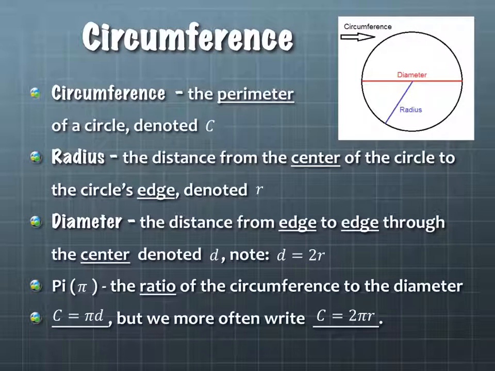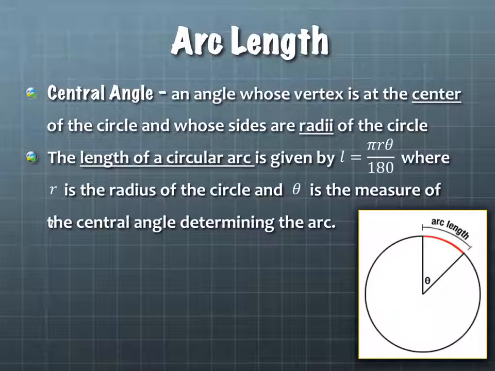Okay? Arc length. Arc length is related to the central angle. A central angle is the angle whose vertex is at the center of the circle, and its sides are radii of the circle. Radii is the plural, like syllabi, right? So radii, two radiuses, which is not a word. The length of the circular arc is given by little l equals pi r theta over 180, where r is the radius of the circle, theta is the measure of the central angle determining the arc.